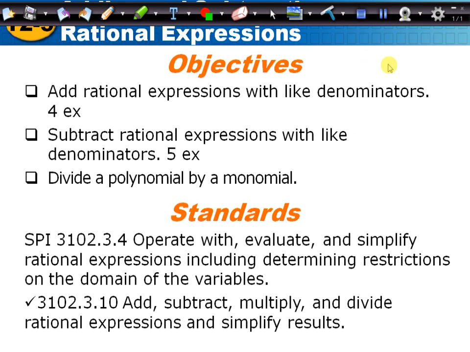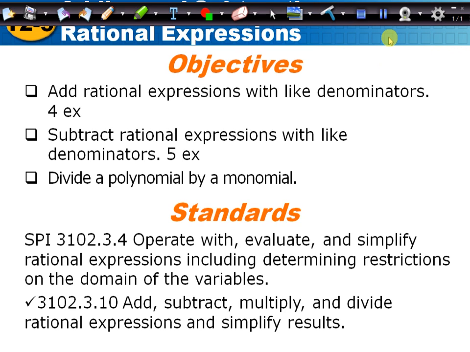Today's lesson is 12-5 and 12-6. Our objectives are to add rational expressions with like denominators, subtract rational expressions with like denominators, and divide a polynomial by a monomial. We're actually going to start with that last objective right there. We want to learn how to divide a polynomial by a monomial.